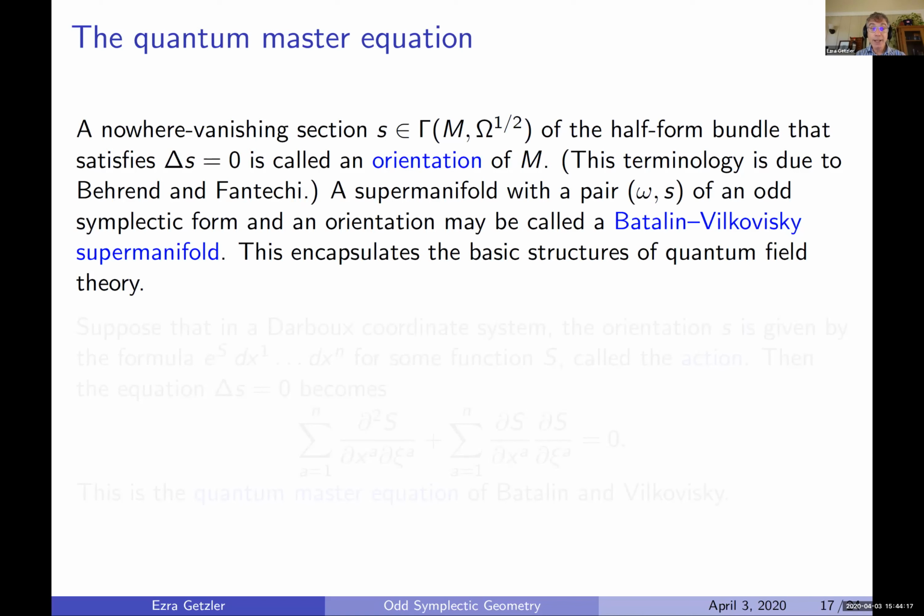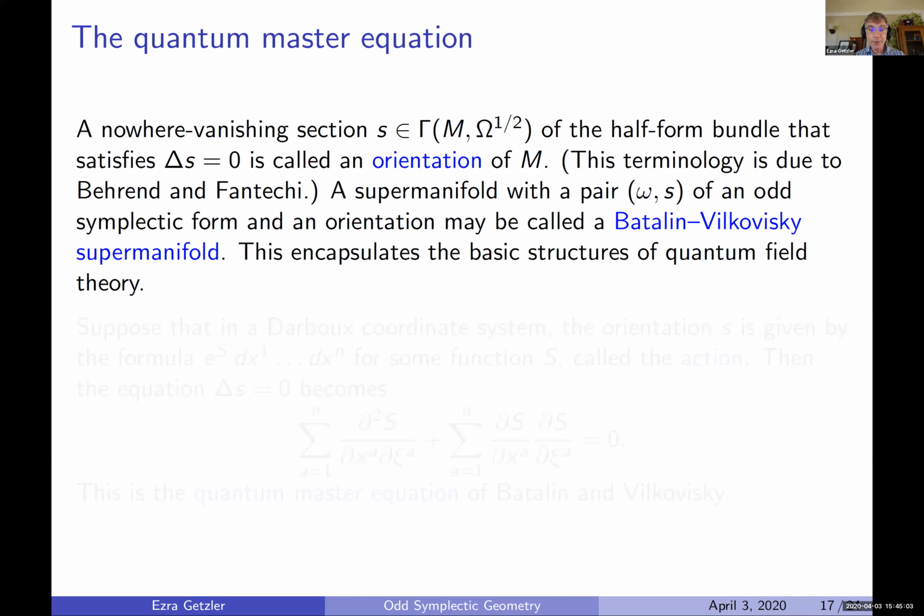In other words, the pair of an odd symplectic form and an orientation is local structure, which in addition satisfies a pair of differential equations, namely that the symplectic form is closed and that the orientation half form is closed under Khudaverdian's operator. And we could call that package a Batalin-Vilkovisky supermanifold. What's absolutely remarkable is that the study of these is, in the modern theory of perturbative quantum field theory, in some sense what people who study quantum field theory study.